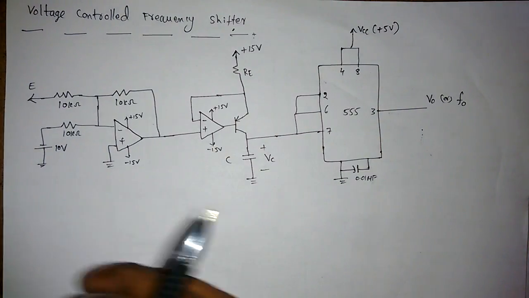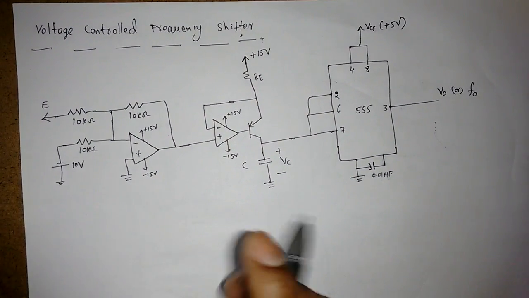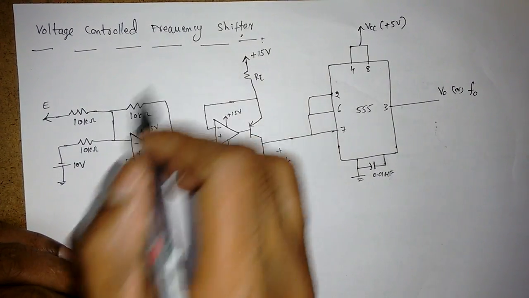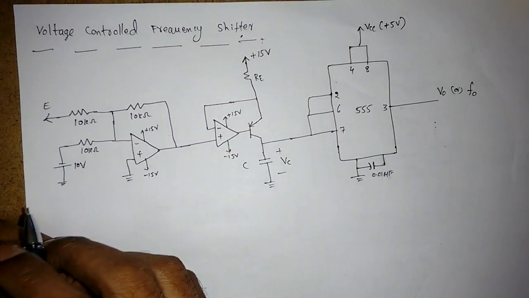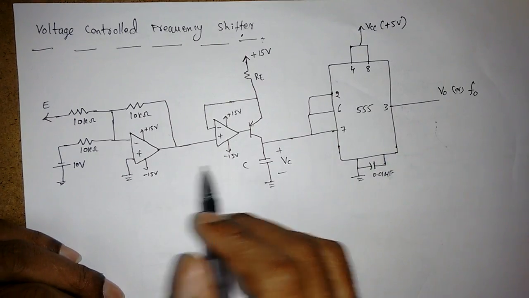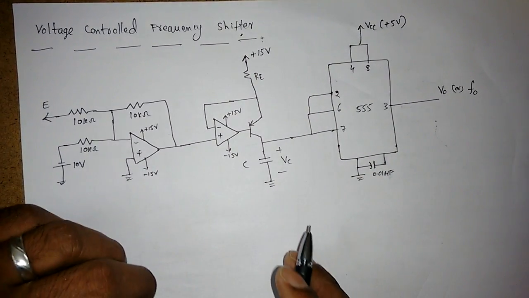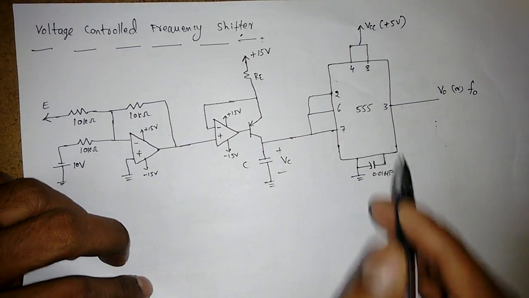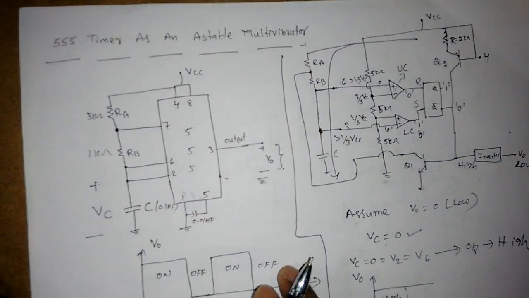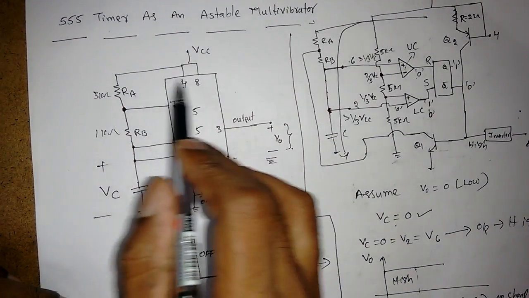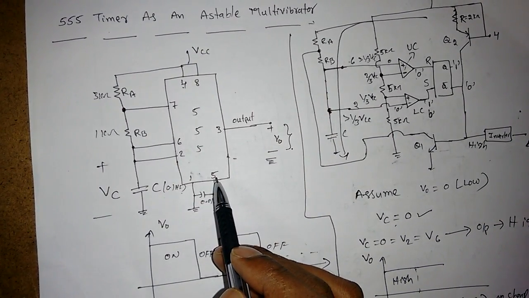In this lecture, I'm going to discuss the voltage control frequency shifter, that is the third application of astable operation using the 555 timer. This is the circuit, but before discussing the circuit, we need some basics about the 555 timer as an astable operation. We discussed in the previous lecture, this was the astable operation using the 555 timer, right?